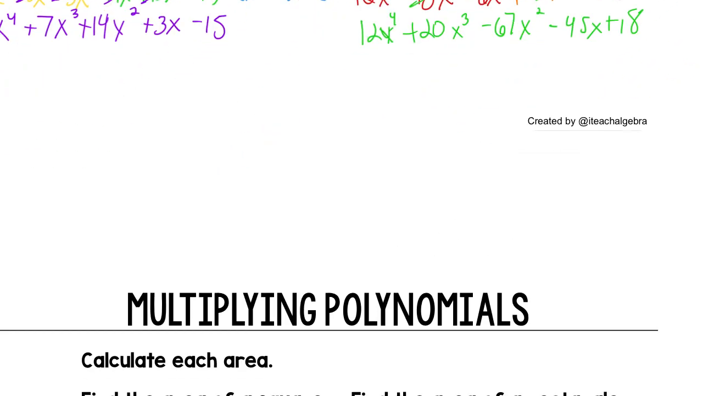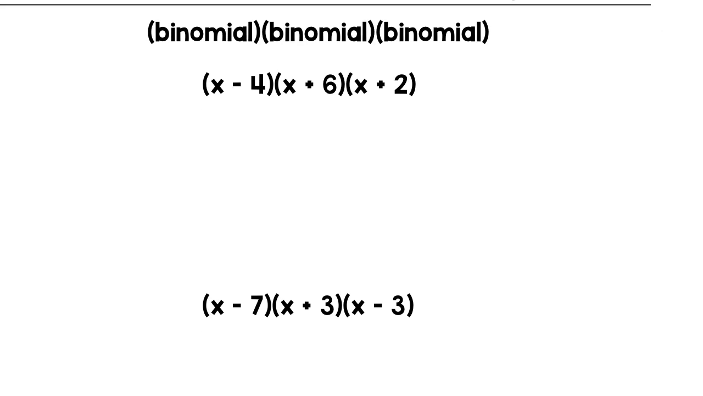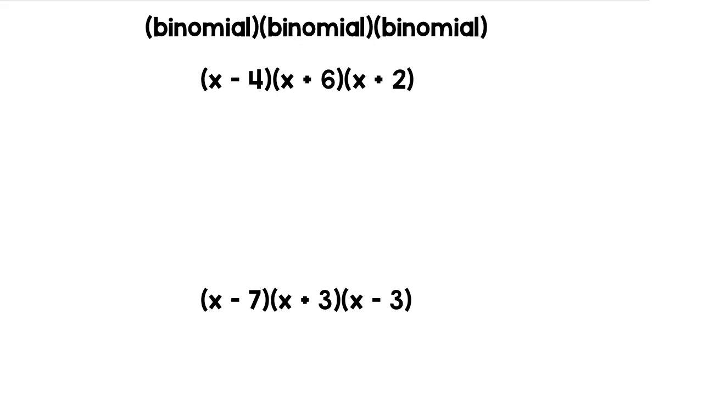All right, you should have one more page of notes. We're only going to do the front. We're not going to do the back. So if we have a binomial times a binomial times a binomial, you are going to worry about two at a time. So let's worry about the first two first.